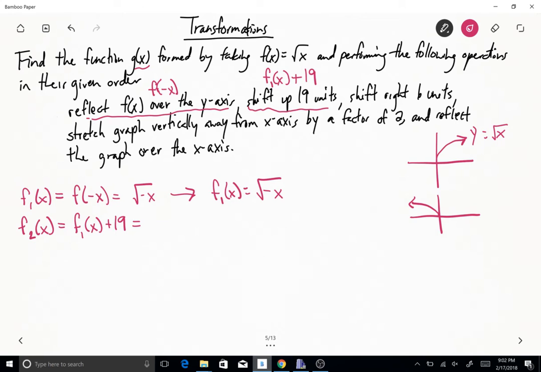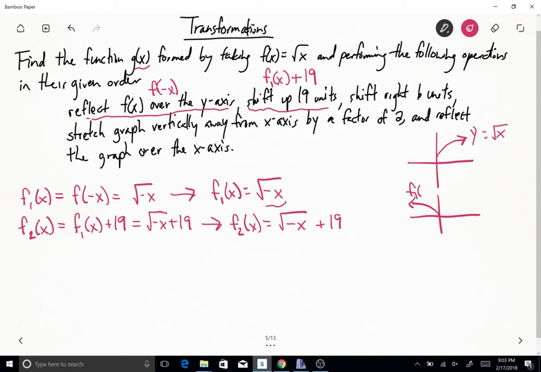So where do we go from here? Well, f1 of x we know is the square root of negative x, so this thing is the square root of negative x, and then plus 19 is outside that root. Okay, so we have our second function, f2 of x equals the square root of negative x plus 19. So this was f1 of x. And what that did to our graph, we have 19 being the unit right here. And so you get something like that.